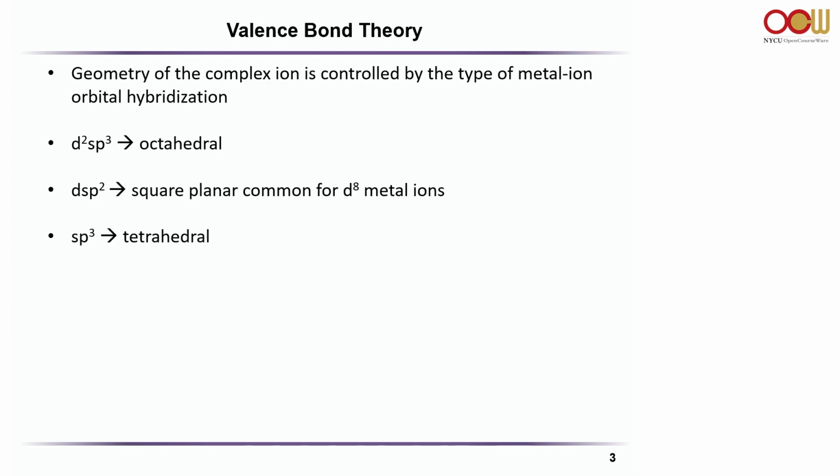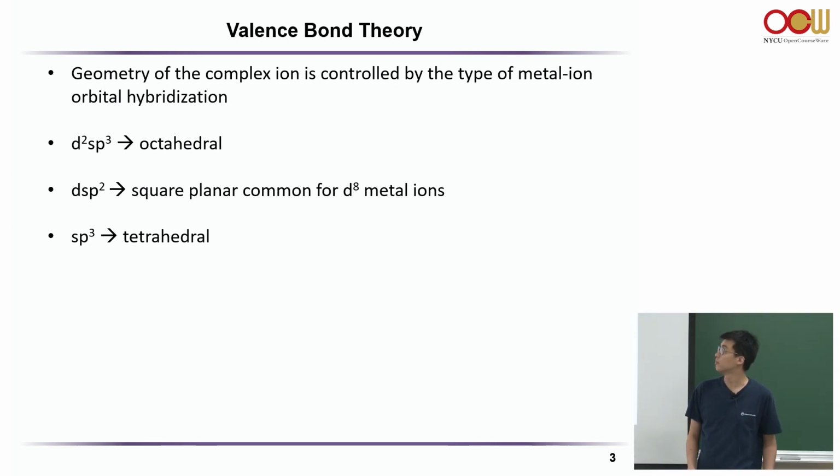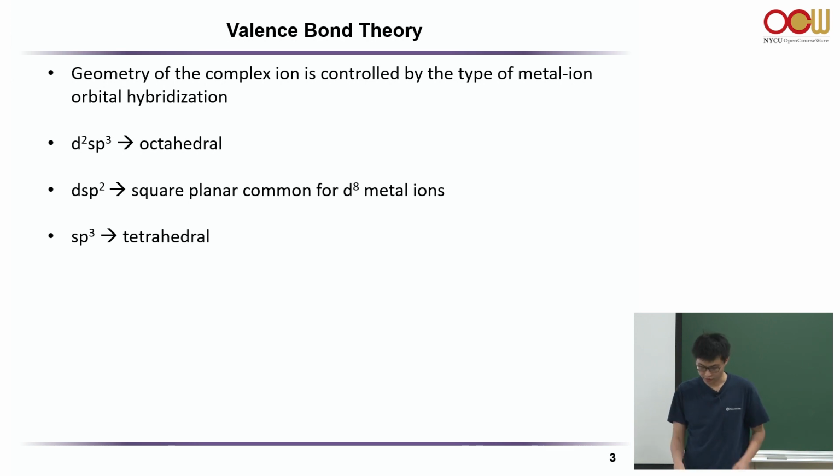Okay, so briefly on valence bond theory, the geometry of your complex really depends on your metal ion's orbital hybridization with the ligand that you have. And last time, if you look at your textbook on page 1055, you can see that because there are extra d orbitals, these transition metals are capable of accepting electrons from the ligand. And depending on which orbitals are used, the geometry can vary.